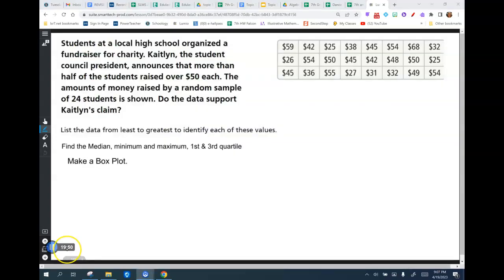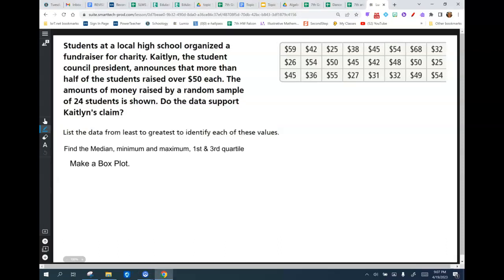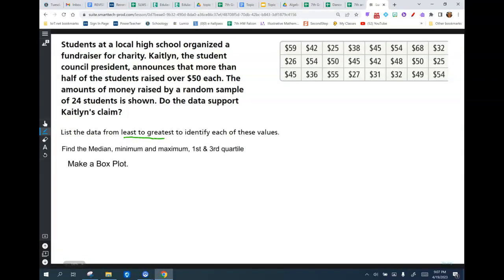Students at a local high school organized a fundraiser for charity. Caitlin, the student council president, announces that more than half the students raised over $50. The amounts of money raised by a random sample of 24 students is shown. Do the data support Caitlin's claim? Okay, so we're going to look at the data from least to greatest to identify each of the values. We're going to find the median, the minimum, the maximum, and the first and the third quartile.